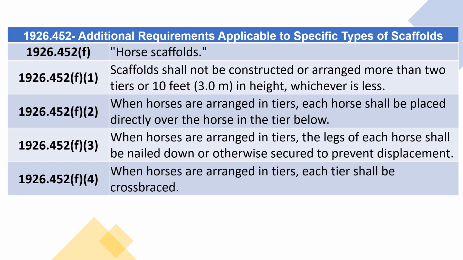1926.452 F3. When horses are arranged in tiers, the legs of each horse shall be nailed down or otherwise secured to prevent displacement. 1926.452 F4. When horses are arranged in tiers, each tier shall be cross-braced.